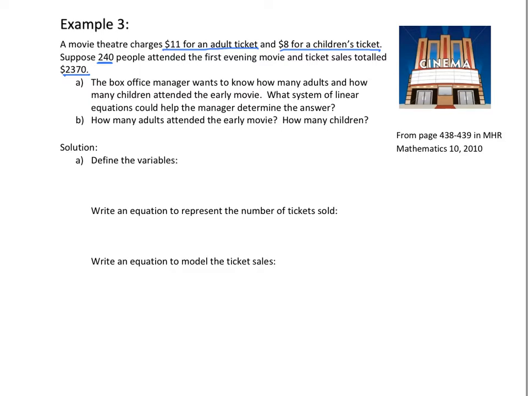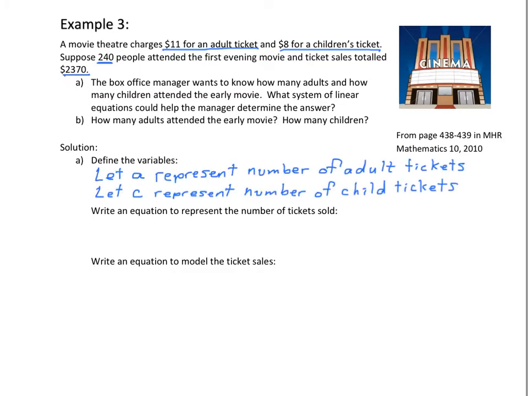So we've got to pick two variables and what they are going to represent. Here I've chosen A to represent the number of adult tickets and C to represent the number of child tickets. This is what the question's asking us to find, how many adults and how many children attended the movie. So that gives us a clue as to what our variables should represent.